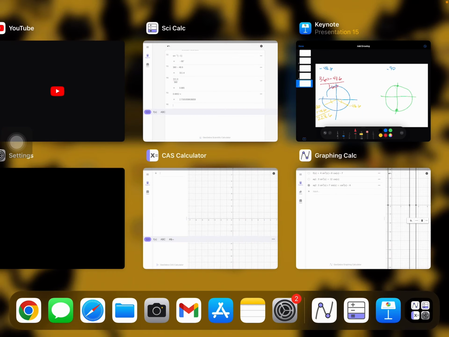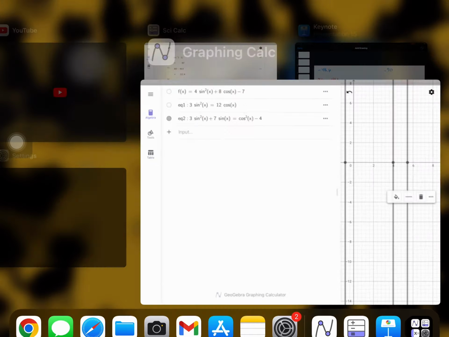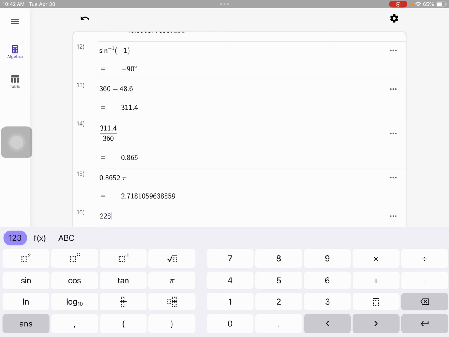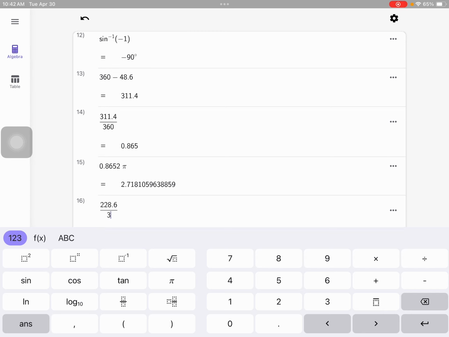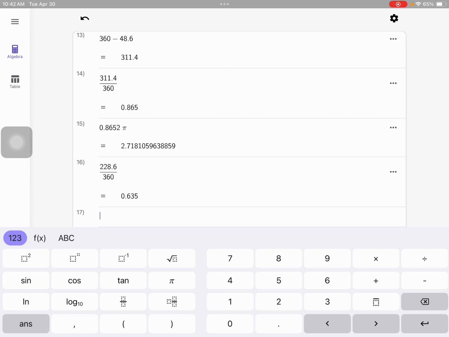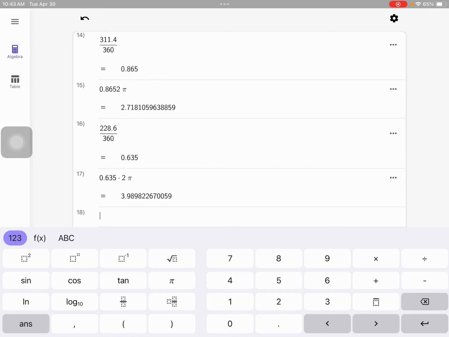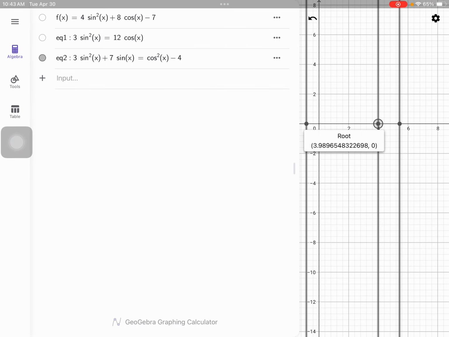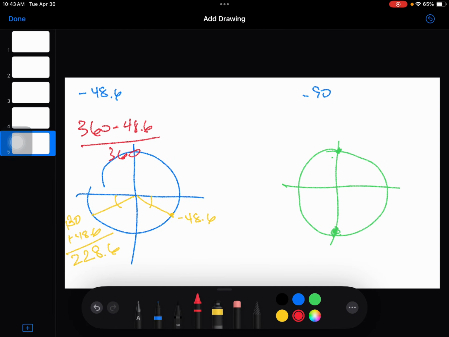228.6. Oops, wrong one. 228.6 divided by 360 is 0.635, and then again we're just converting to radians, times 2 pi. Answer times 2 pi, 3.98. And that's this one here, 3.98, and then 5.43. Let's just go back and make sure everything is spick and span.